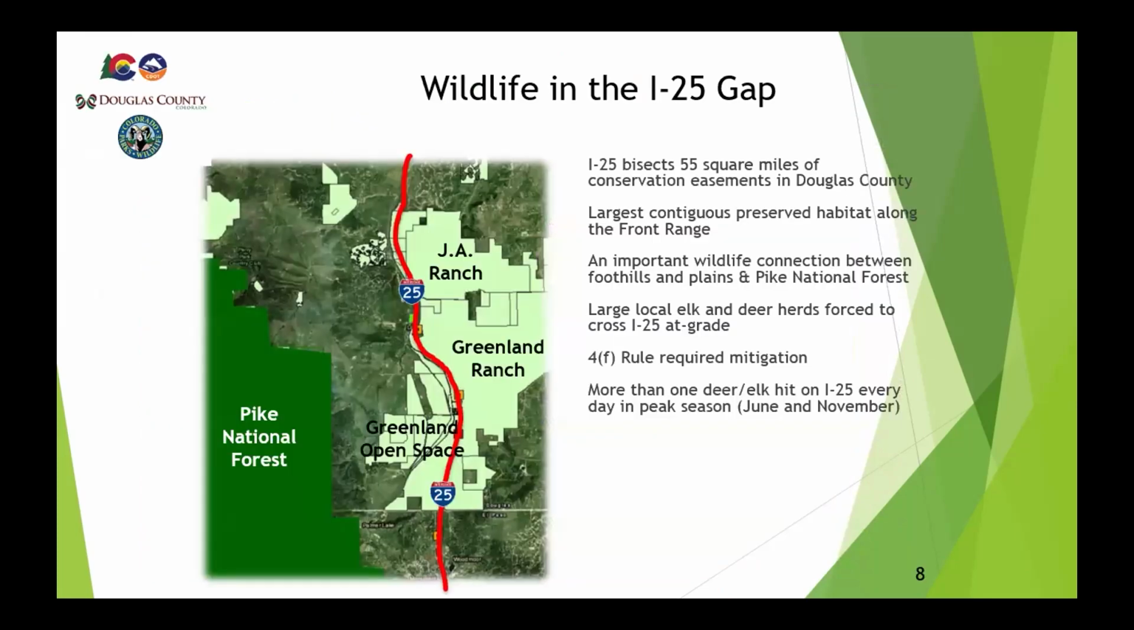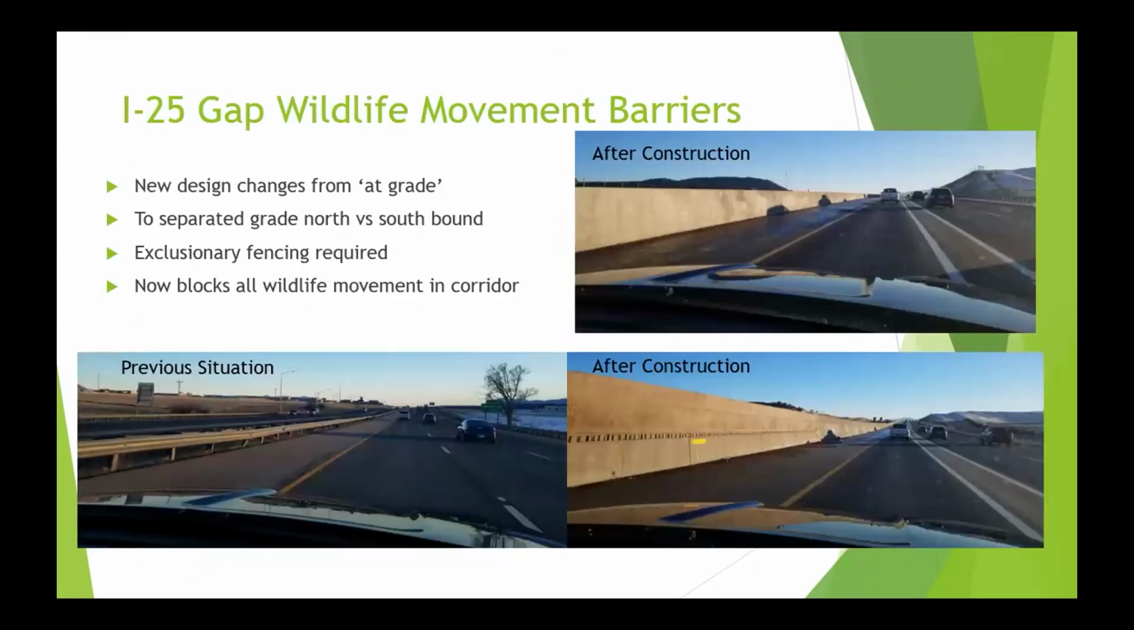Back to the I-25 project. So this gap project bisected 55 square miles of protected habitat in the south end of the county, triggering the 4F rule of the 1966 Federal Highways Act. So out of that, we got some mitigation. So the problem was, you see the picture at the bottom left. That's what the highway used to look like.